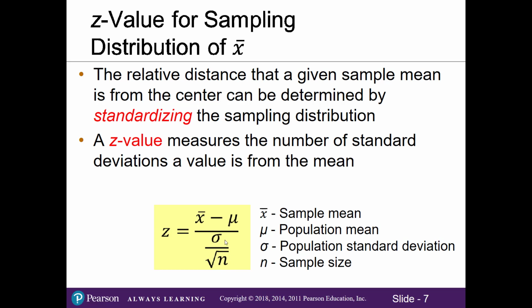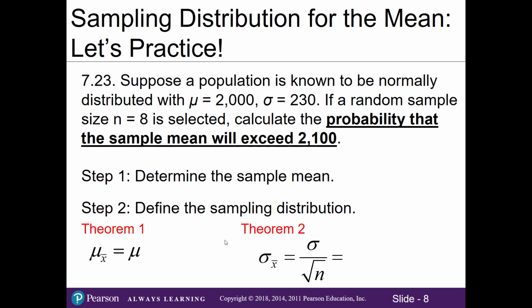Now if we convert our value into a z-value, that means we can use Appendix D to find the probability of something happening. Let's look at problem 23 on our worksheet. Suppose a population is known to be normally distributed with a population mean of 2,000 and a population standard deviation of 230. If a random sample of size n equals 8 is selected, we're going to calculate the probability that the sample mean will exceed 2,100.